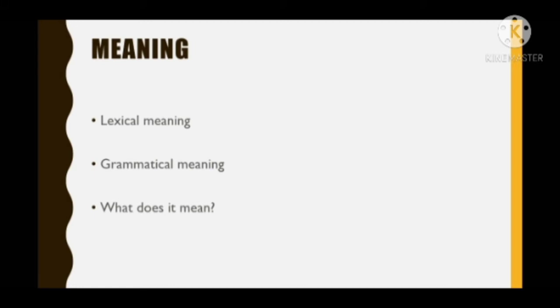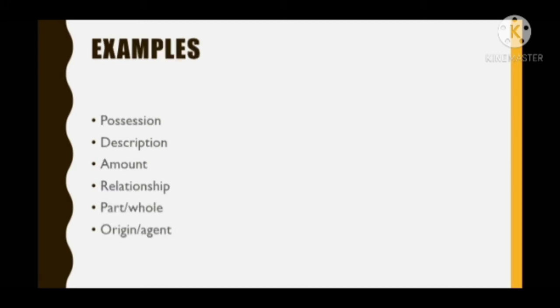Next is the grammatical meaning. Grammatical meaning is the meaning conveyed in a sentence by word order and other grammatical signals. It is also called the structural meaning, because the structure itself has its own meaning, its own production of words that you will understand. What does it mean? Here are the examples: possession, description, amount, relationship, part, whole, origin, agent. It's self-explanatory.